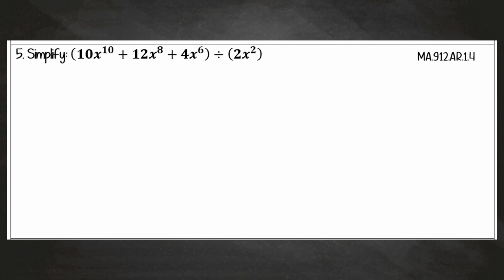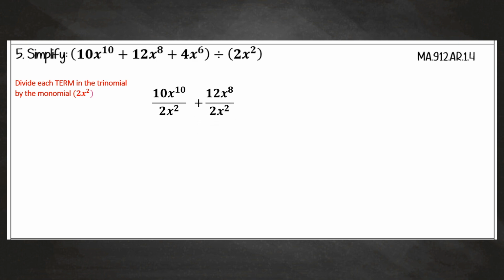Question number 5, simplify. So we have 10x to the power of 10 plus 12x to the power of 8 plus 4x to the power of 6, and we're going to divide by 2x squared. So we're going to divide each term in the trinomial by the monomial 2x squared. So 10x to the power of 10 divided by 2x squared.